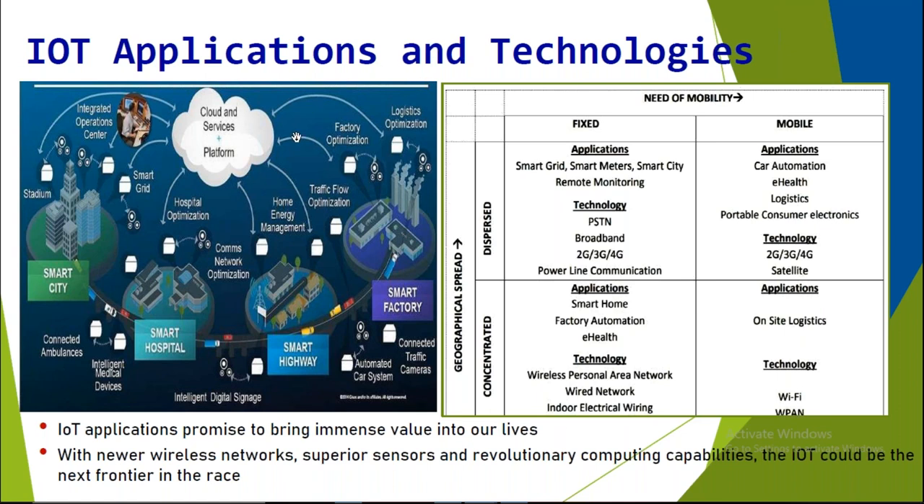So here on the left side, you can see different applications like smart hospital, smart city, smart stadium, smart highway, smart factory. Anything becomes smart with the help of IoT. And smart home, smart traffic system, smart industries. Anything becomes smart if you add IoT. Even a smart defense system. So these are all various applications.